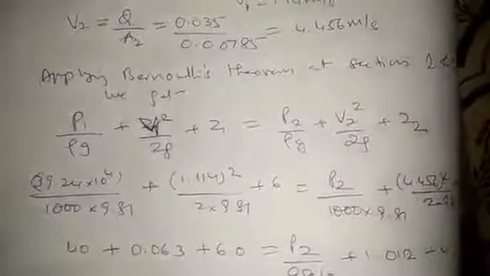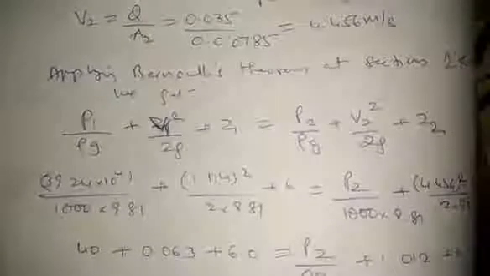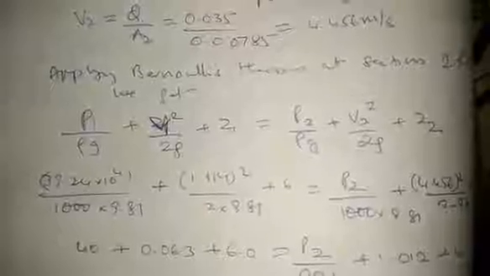Similarly, V2 is equal to Q by A2. So Q and A2 are known, and you will get V2. So therefore, P1 by rho g, that is the pressure head, plus the velocity head plus the datum head at section 1 is equal to that at section 2. That is the Bernoulli's theorem.